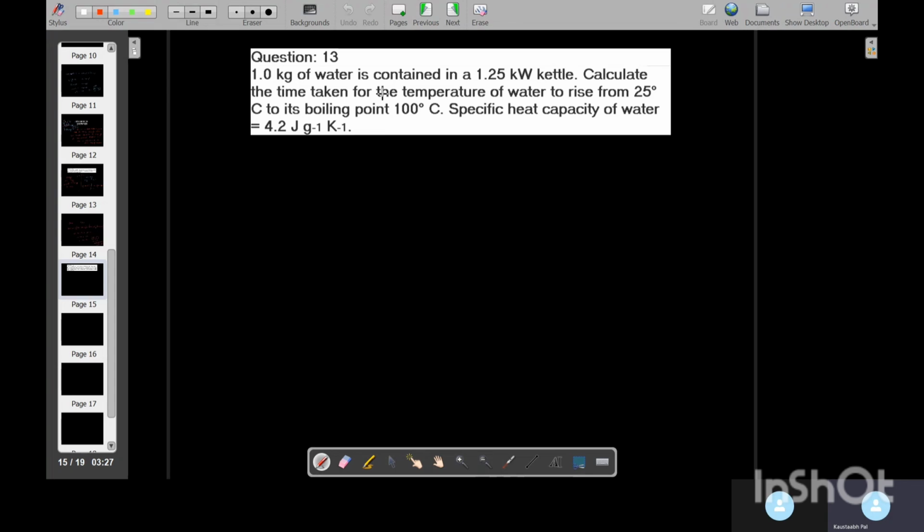So 1 kg of water is contained in a 1.25 kilowatt kettle. This is the unit of power. Power means joules per second. That means in 1 second, how much joules you use, that power can show. Okay, so calculate the time taken for the temperature of water to rise from 25 degrees Celsius to its boiling point, 100 degrees Celsius. Here the question is very simple.